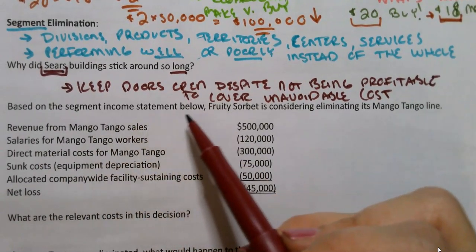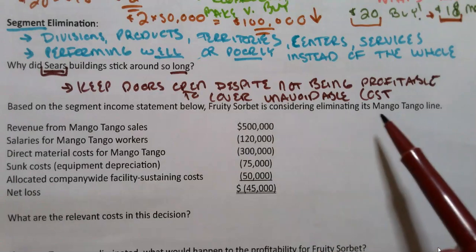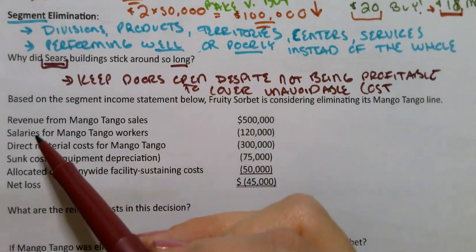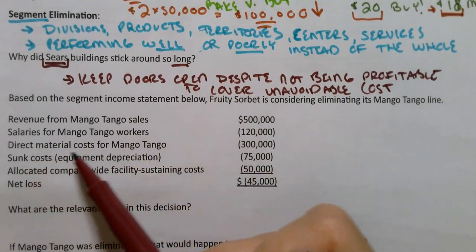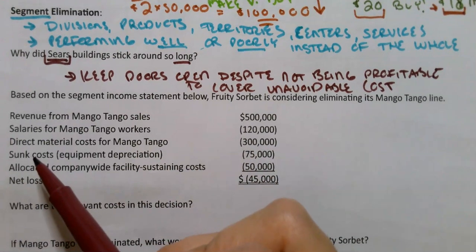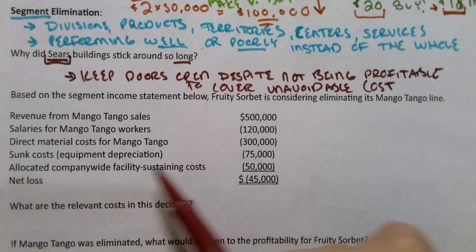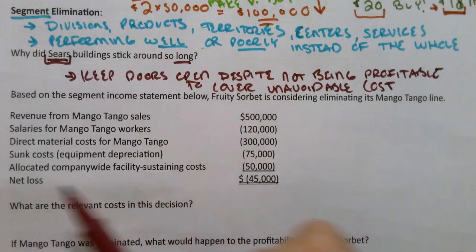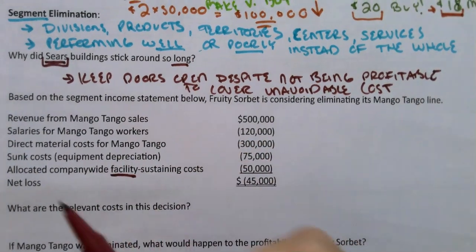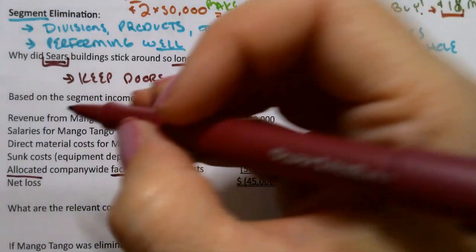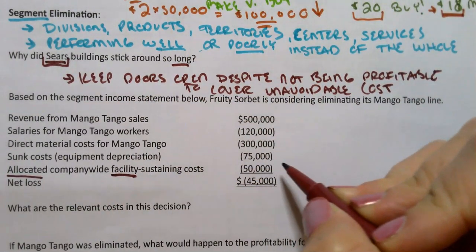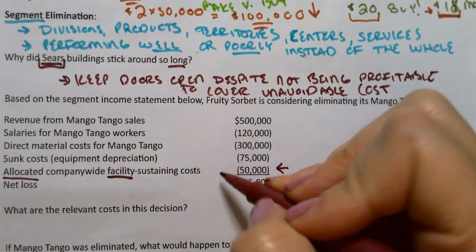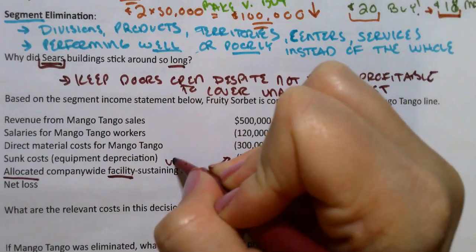So based on a segment income statement below, Fruity Sorbet is considering eliminating its Mango Tango line. So we have some revenue from this special line, salaries for the workers on this line, the materials for this line. We've got sunk cost. We know that those are things that happened in the past. We cannot avoid them. And then we've got the company-wide facility sustaining costs. And when you see the word facility, and of course it's allocated, this means that this is one segment. If the segment Mango Tango goes away, this cost will be allocated to another product. So we cannot avoid those two things. Unavoidable.